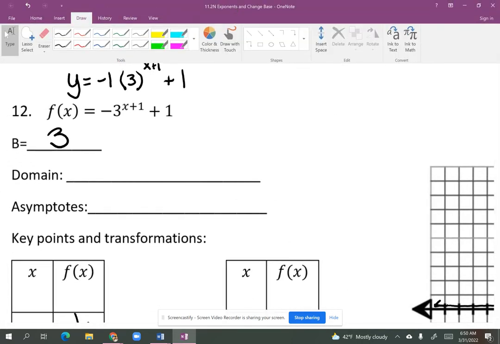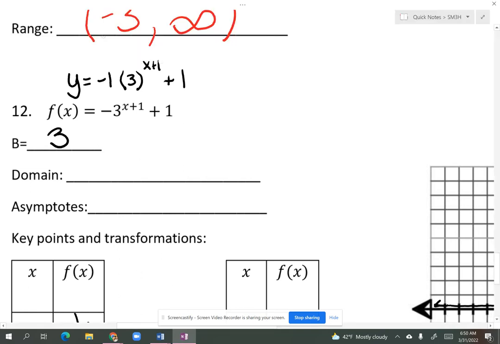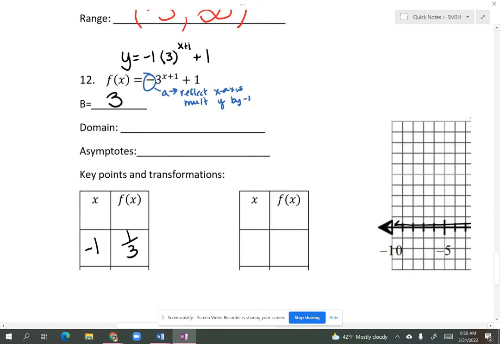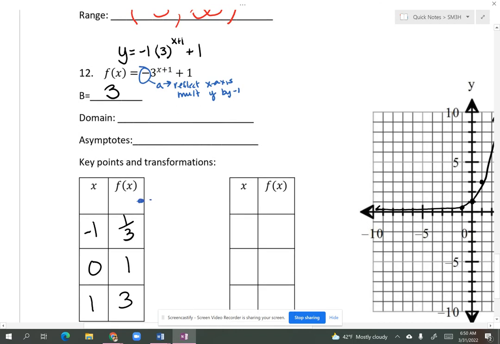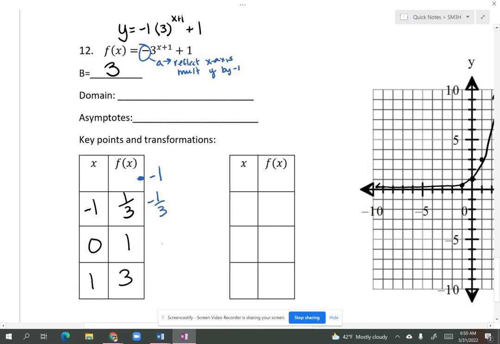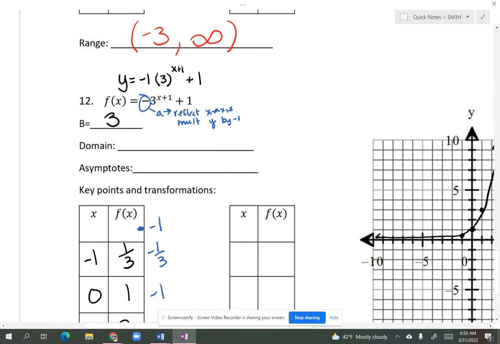So the first thing that I notice is this negative out front, which is going to be an A value, okay? It's our vertical stretch, but it's not going to stretch it. It's actually going to reflect it across the x-axis, or flip it upside down. So I'm going to multiply my y's, because up and down would change my y values, by -1, or change the sign. So I get -1/3, -1, and -3.